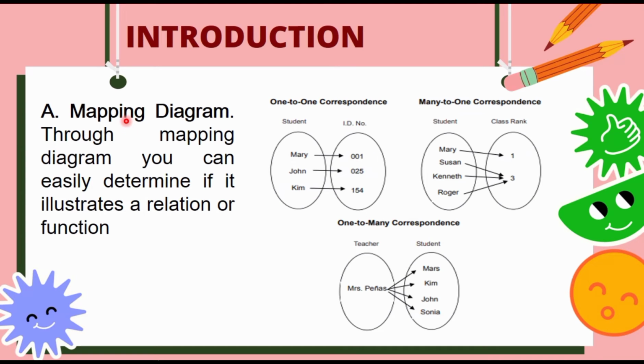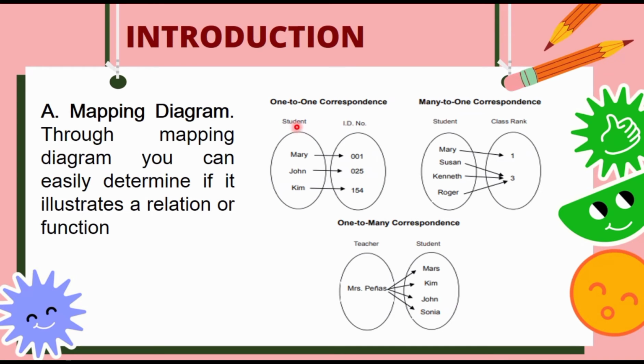Okay, the first way on how a relation can be presented is through a mapping diagram. Through a mapping diagram, you can easily determine if it illustrates a relation or a function. So I have here three mapping diagrams on which we can easily determine if the given is a function or simply a relation. Okay, so let us talk about one-to-one correspondence.